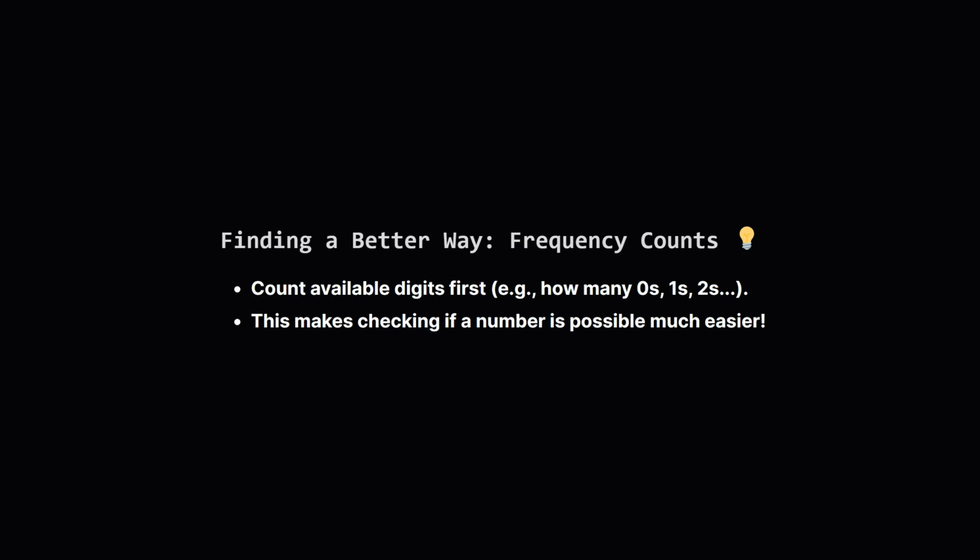Okay, here's a cleaner idea. Instead of picking digits from the list one by one and getting tangled up, what if we first just count how many of each digit we have? Like, for the input 2130 we have one 0, one 1, one 2, and one 3. For 22882 we have three 2s and two 8s. Let's store these counts. Think of it like having a little inventory of our available digits.